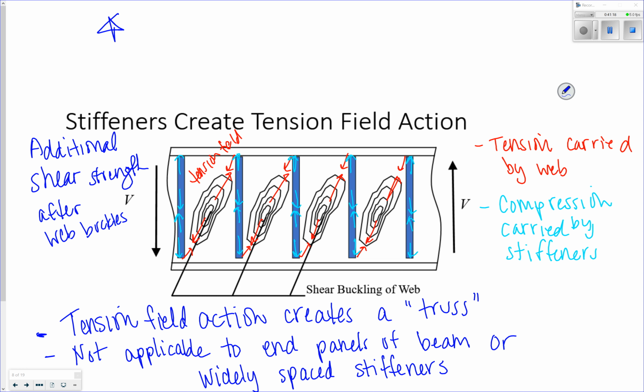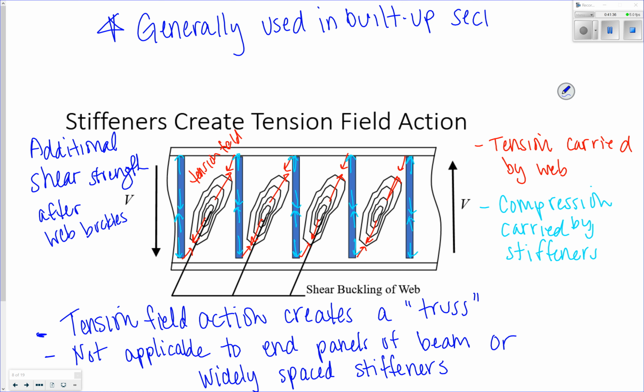And also, tension field action is generally used in built-up sections design. A built-up section is where you create your own section, your own I-beam or your own channel or something out of plates instead of using standard sizes.